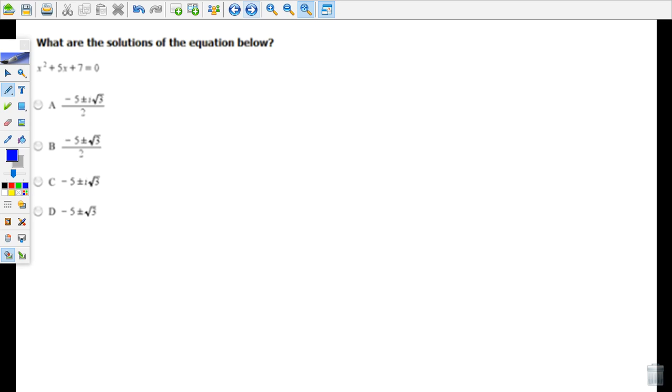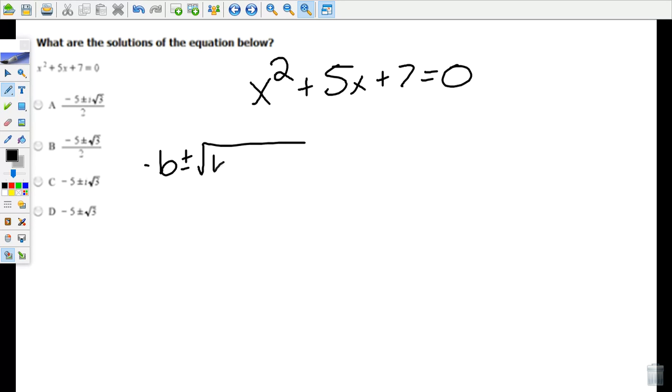Here I have another problem where I'm going to solve my quadratic. Another problem in which I will use my quadratic formula. So I have x squared plus 5x plus 7 equal to 0. Again, we're going to use that formula: negative b plus or minus the square root of b squared minus 4ac, all divided by 2a. Again, let's just identify what a, b, and c are.